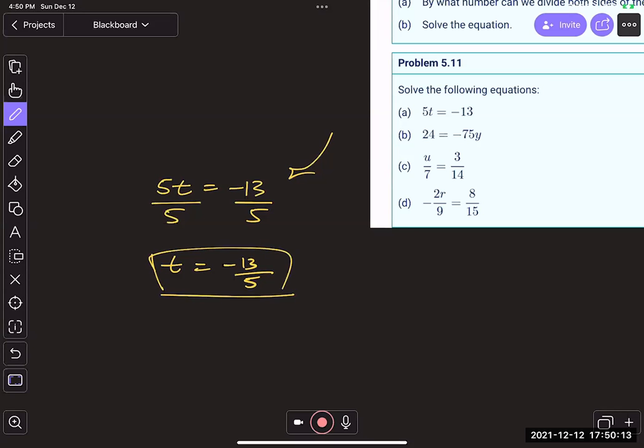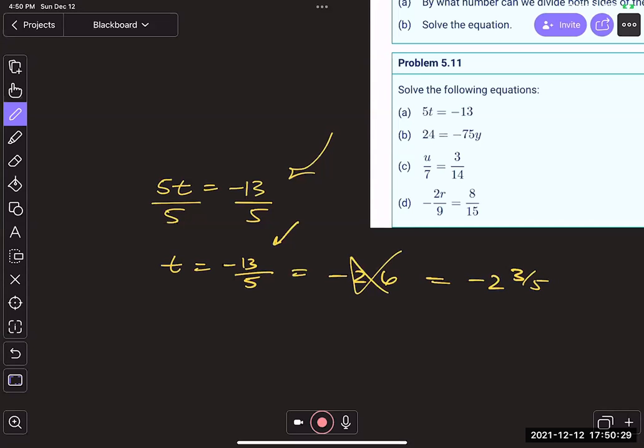We don't need to keep going. You don't need to make this, like, oh, -2.6. You don't need to do that. You don't need to say that, hey, this is -2 3/5. You don't need to say it. They're all correct. They are all the exact same number. But we're right here. We're already done. That's it. T is equal to -13 over 5.